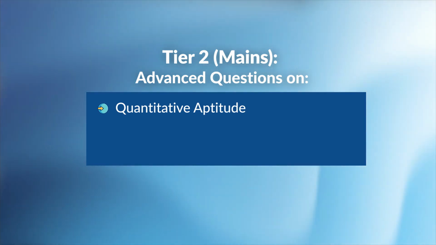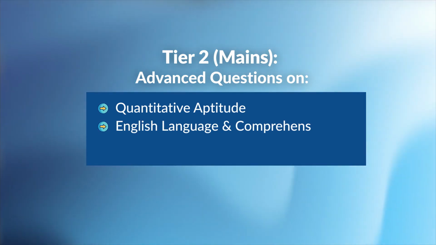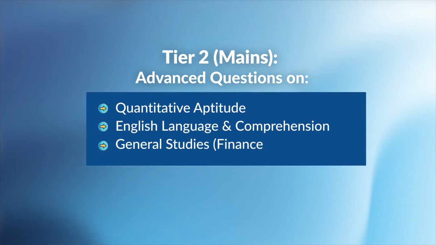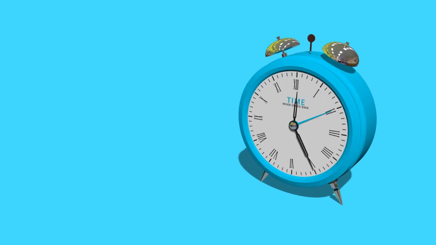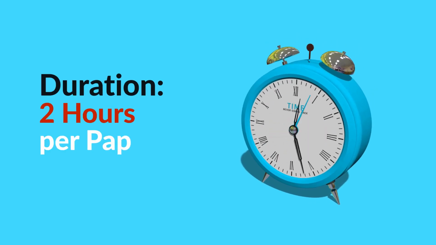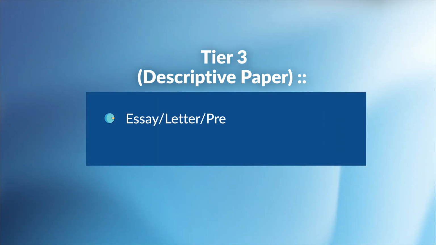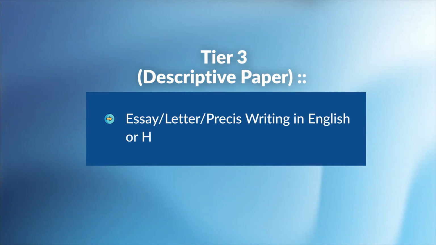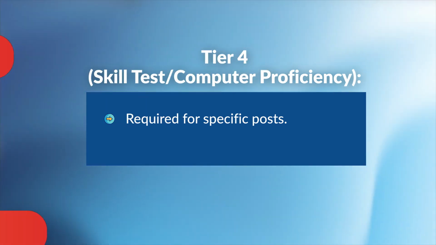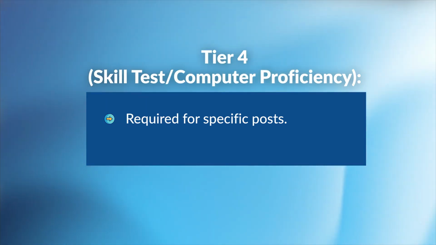Tier 2 is mains, which includes advanced questions on quantitative aptitude, English language and comprehension, general studies based on finance and economics, and you will have a 2-hour duration per paper. Tier 3 is the descriptive paper, which includes essay, letter writing, précis writing in English or Hindi. Now let's come to Tier 4, which includes skill test or the computer test required for specific posts.